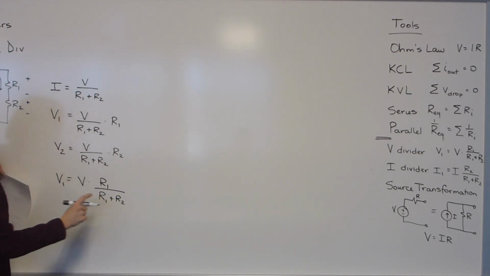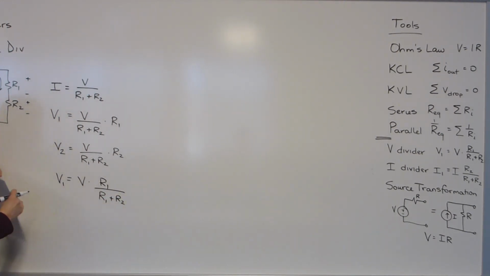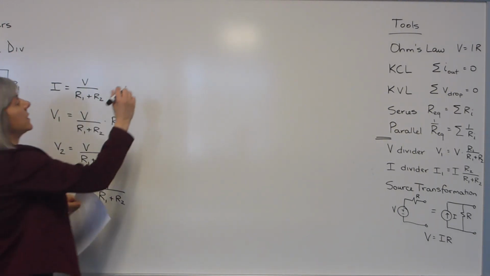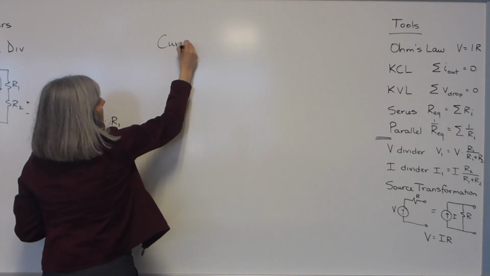And so again, we can have more than just two resistors. So this is very quick. If we just want to find the voltage across R2, that's easy. It's just R2 divided by the sum of the resistances times the voltage. So that's very easy.